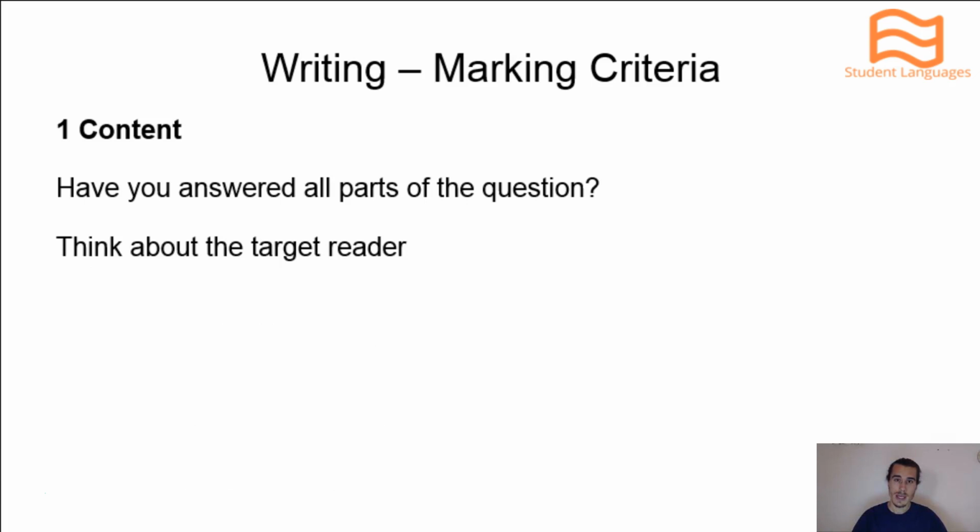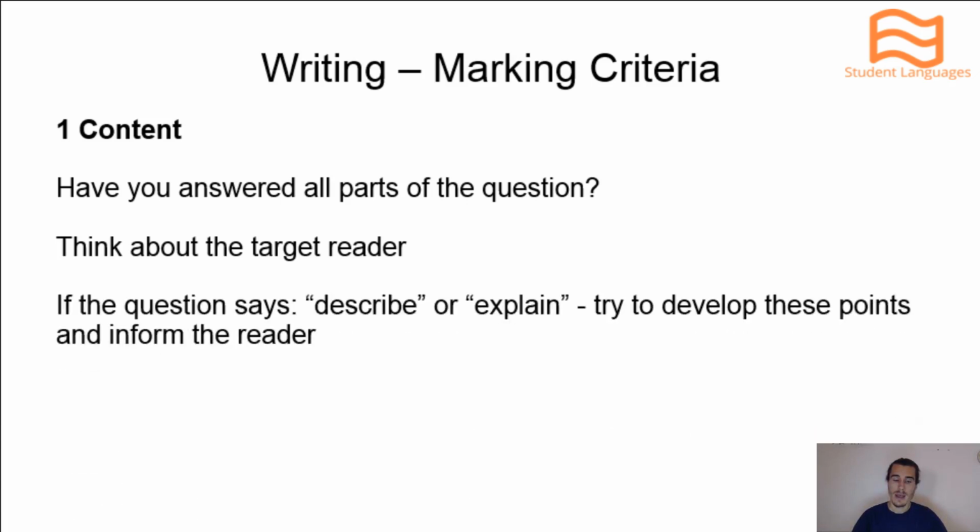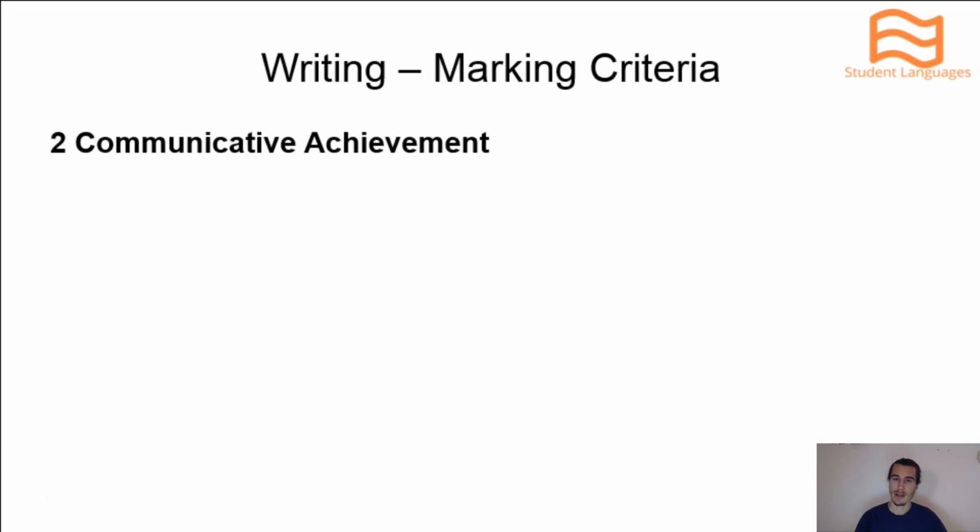You should also think about your target reader. Who are you writing for? If the question says describe or explain, you need to try to develop these points and inform the reader. And in a couple of minutes, we will look at who the target reader is for the essay. But before that, let's have a look at the second marking criteria, communicative achievement.